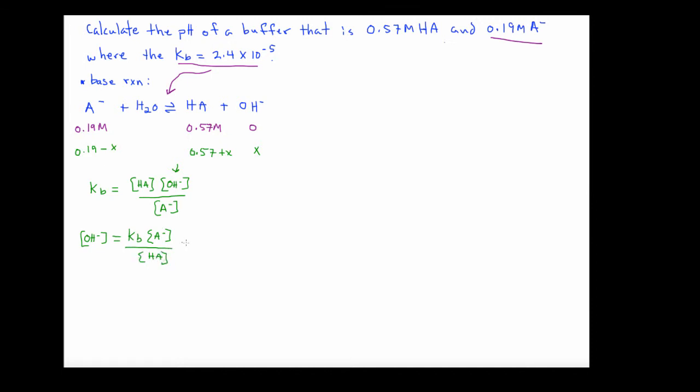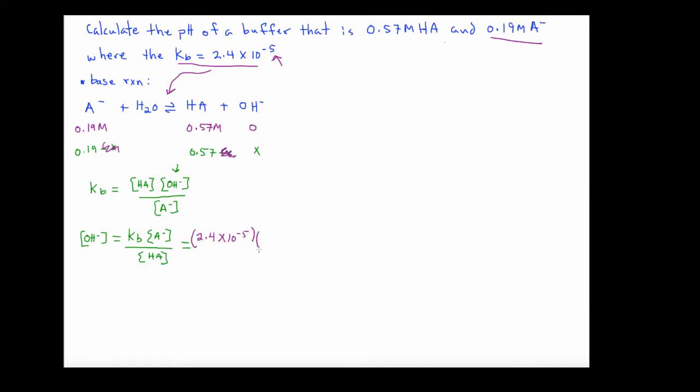Now we can go ahead and plug in the numbers. Remember, because we're dealing with a small equilibrium constant, this one's 10 to the minus fifth, we can neglect the x in the sums, which I'll show this way. And now we can go ahead and plug our values in. So we're going to have the equilibrium constant, Kb, which is 2.4 times 10 to the minus fifth.